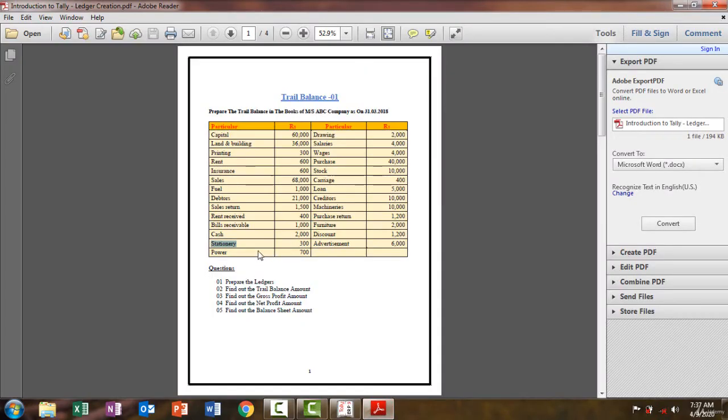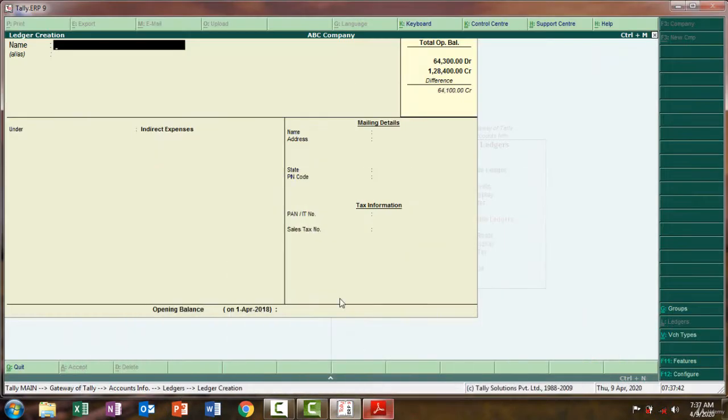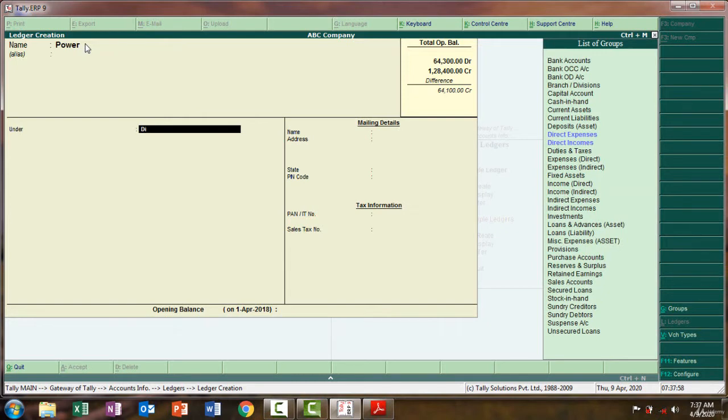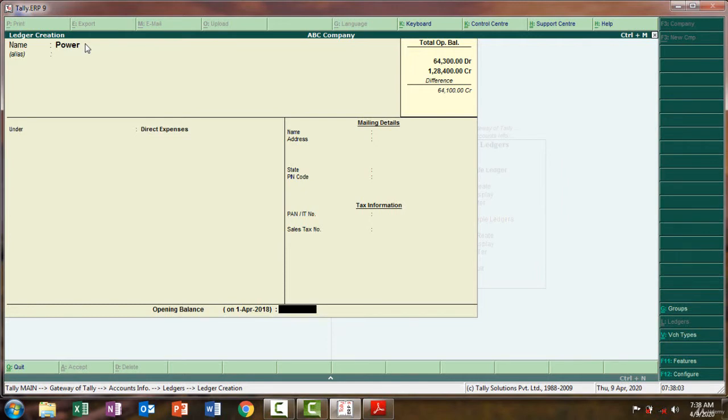The next one is power. Power is direct expenses because it's used for manufacturing related work, so power is directly dealing with our operational activities. So I'm going to put power, and it is direct expenses. The amount is 700, debit.